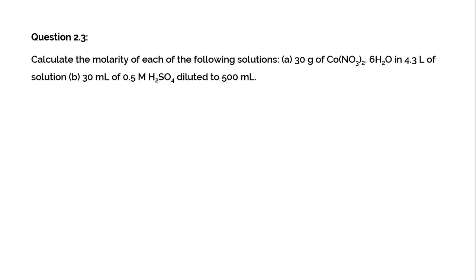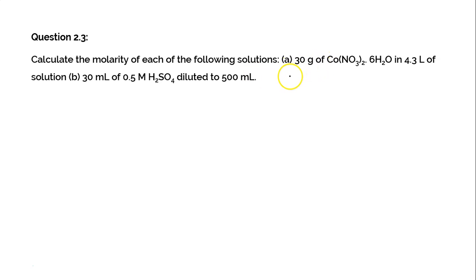Let's move on to question number 2.3. Calculate the molality of each of the following solutions. You have two solutions being given over here. One is 30 grams of cobalt nitrate hexahydrate in 4.3 liters of solution. And the second one is 30 ml of 0.5 molar H2SO4 diluted to 500 ml.